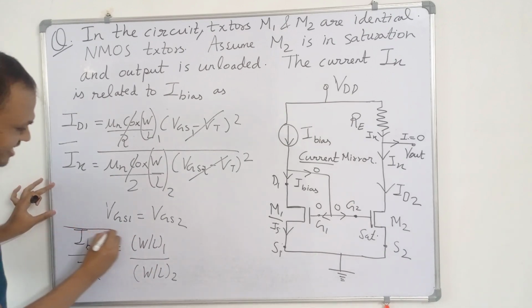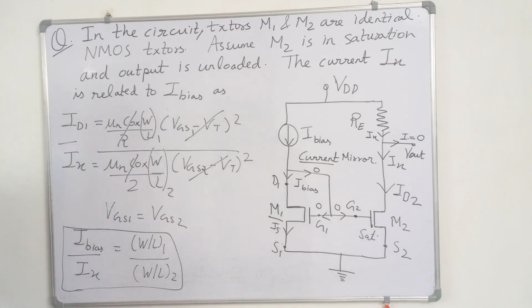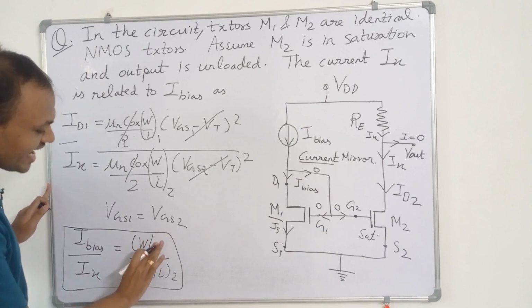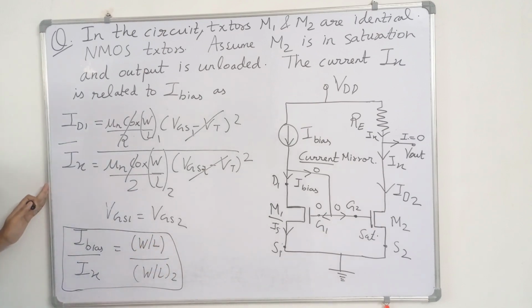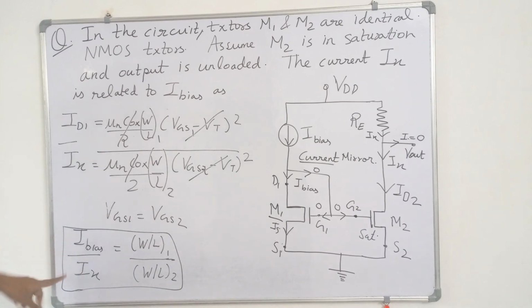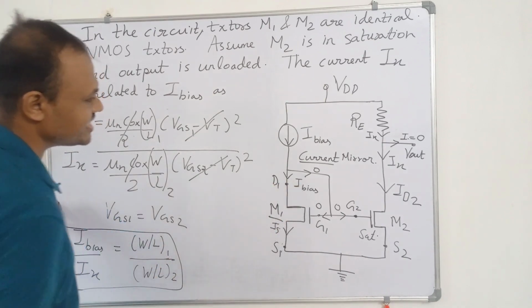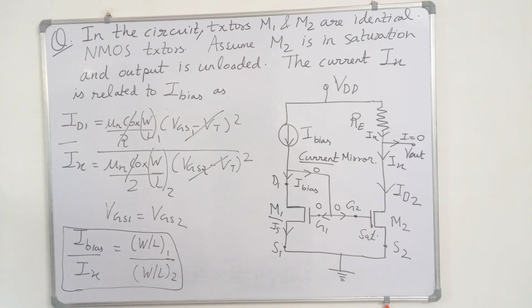But this relationship is very important. A lot of questions have been asked in various competitive exams on this relationship between W by L ratios of both the MOSFETs. In some questions different W by L ratios were given and we have to find the relation between both the currents. But here W by L ratios are same, so I bias will be equal to Ix. But this relationship is very important.